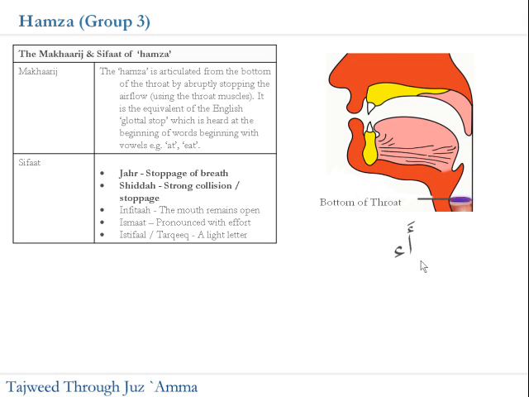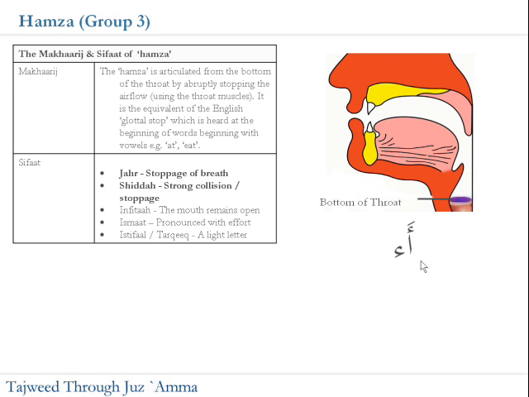Okay, so we move into the next group, and we're going to the throat letters, and we start at the bottom of the throat. So we have here the letter Hamza. Now, this letter actually is a bit difficult because in English you have the sound but you don't have a letter to represent it, and the Hamza represents what is known as the glottal stop. It's an abrupt stopping of the airflow at the bottom of the throat.